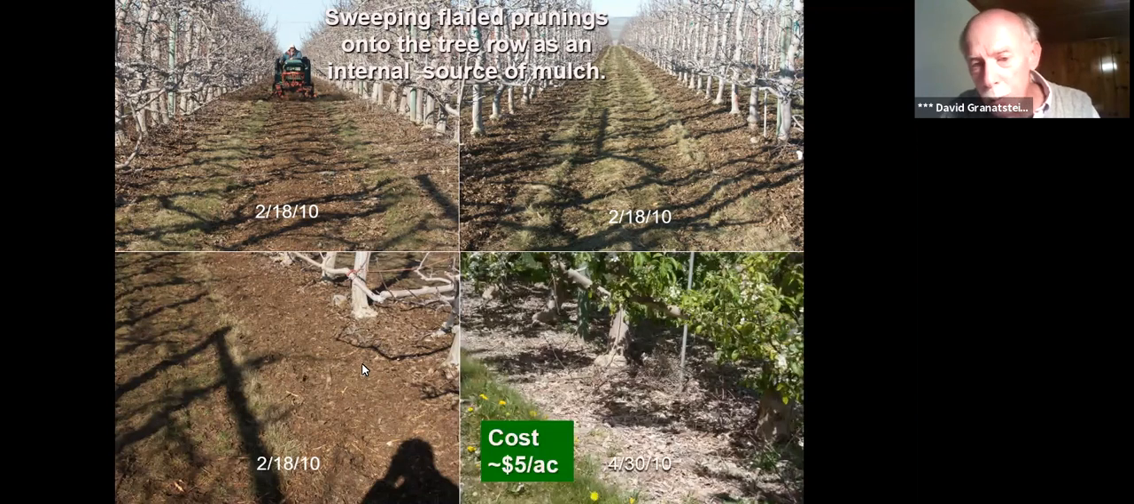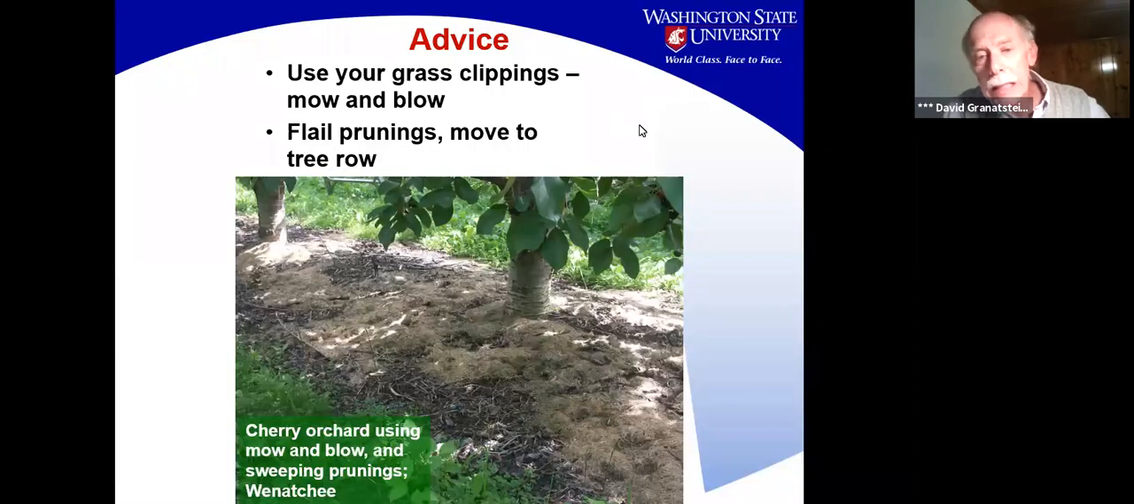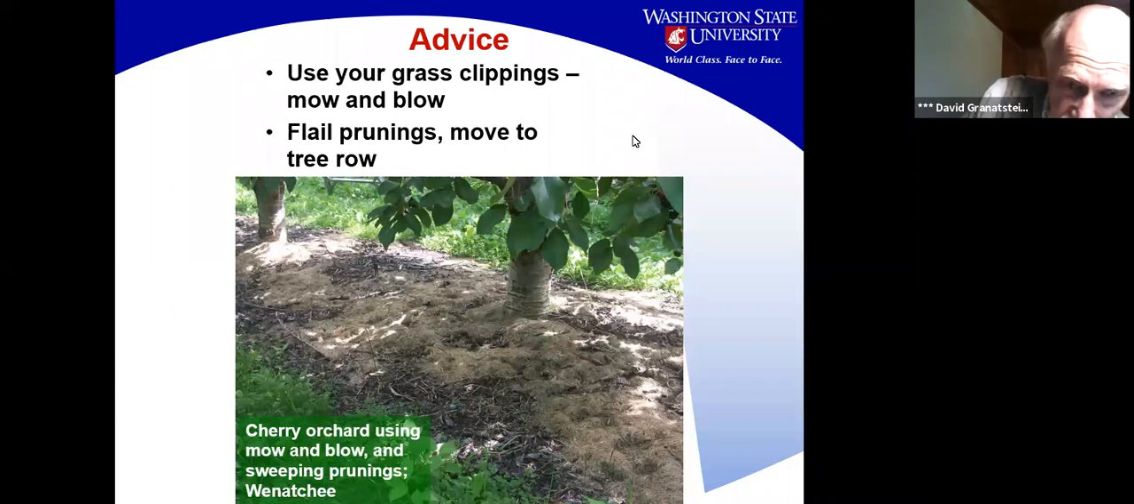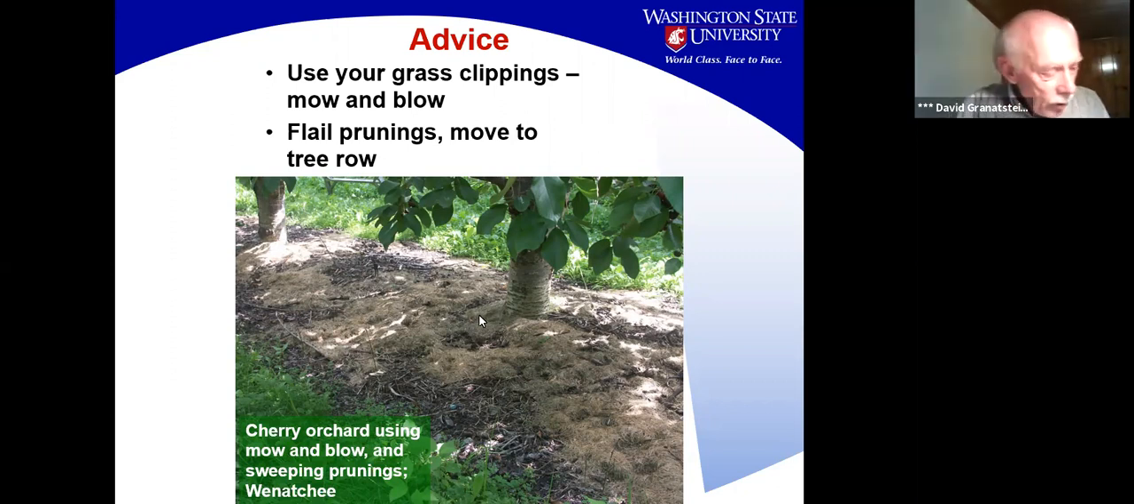And it lasted well through the season. They figured it at a cost of $5 an acre. So that's a heck of a lot better than having to haul wood chips in on a truck and get a spreader. So simple practices like this can really make a difference. And so my advice is, where you can, depending on your orchard scale and your equipment, use your grass clippings and use your prunings. And this is an example from an orchard that did that.